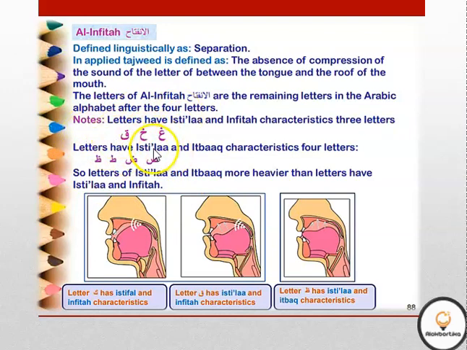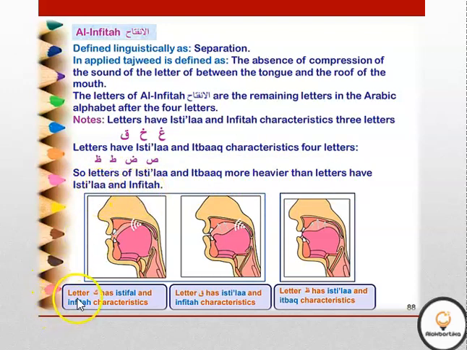So after discussing this point, it should be clear why these 3 letters have been characterized as weaker than these 4 in the group of tafkhim letters. Okay, so they are bearing 1 weak sifat and 1 strong sifat, but these 4 are bearing both strong sifat, itbaq side by side with isti'ala. So these letters of isti'ala and itbaq are heavier than the letters that have isti'ala and infitah.